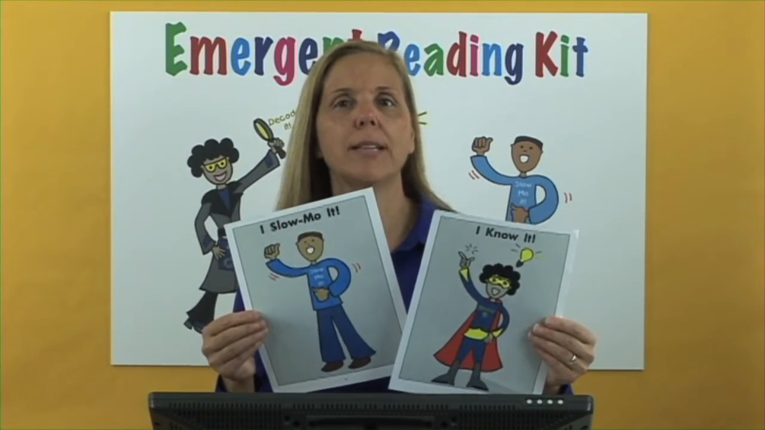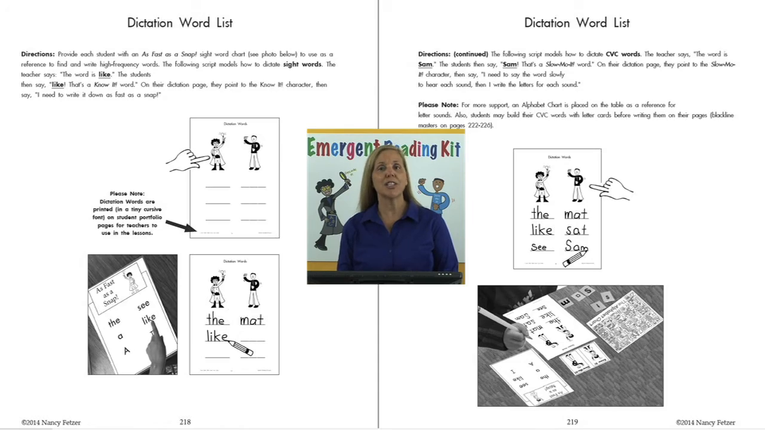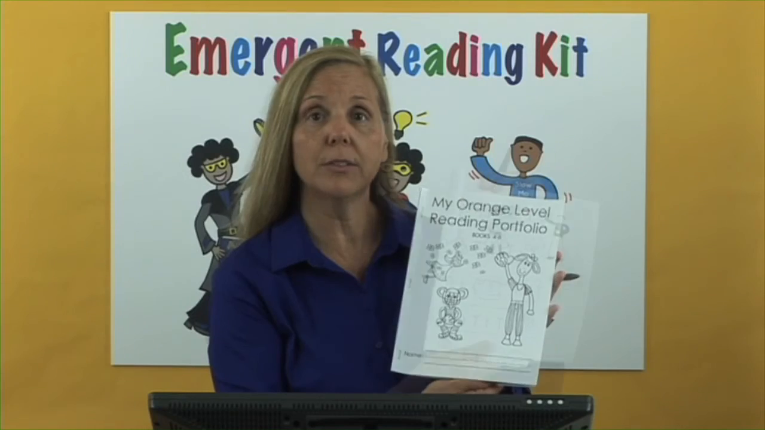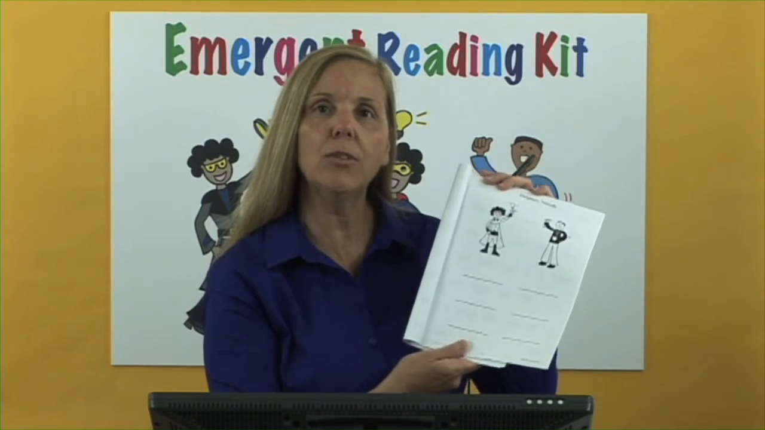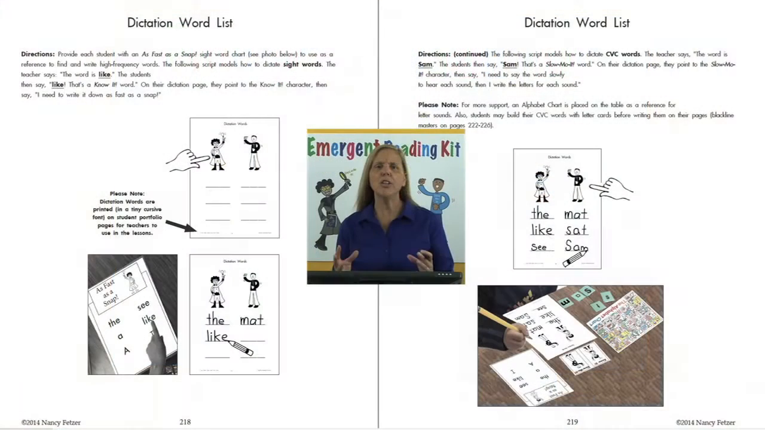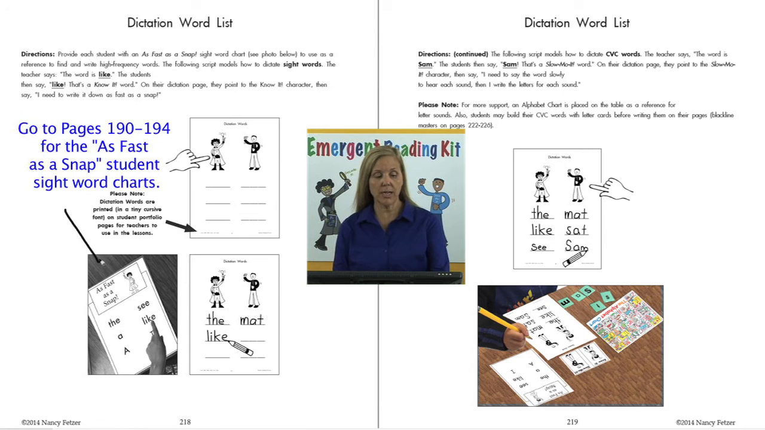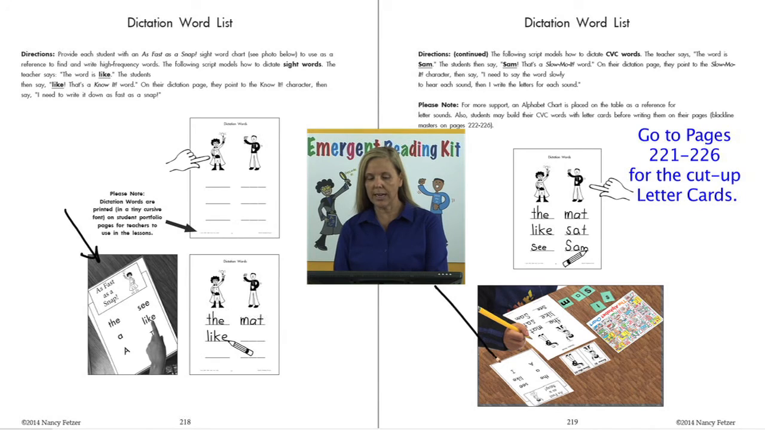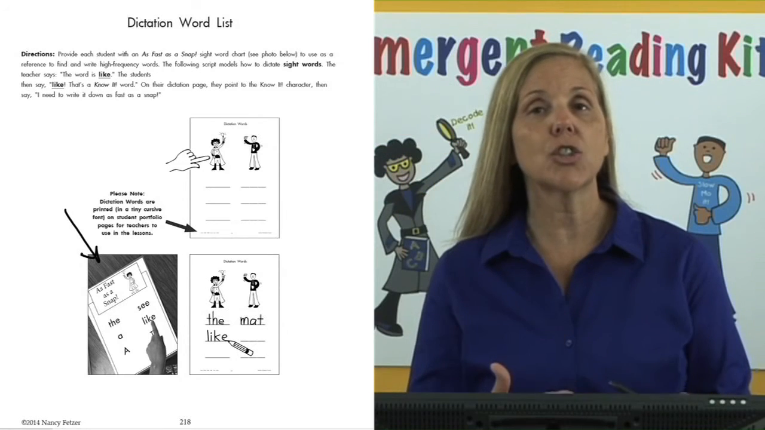On pages 218, 219 are directions to teach the dictation word list. The dictation word list is in the student portfolio, so the students would open up their portfolio to their dictation word list. When you are giving students tools for the dictation word list, they may just need a fast as a snap chart. But if they also need help with their letter sounds, then notice on page 219, this student not only has a fast as a snap chart to use as a reference, but also an ABC mat and letter cards. Now let's get started on the lesson.